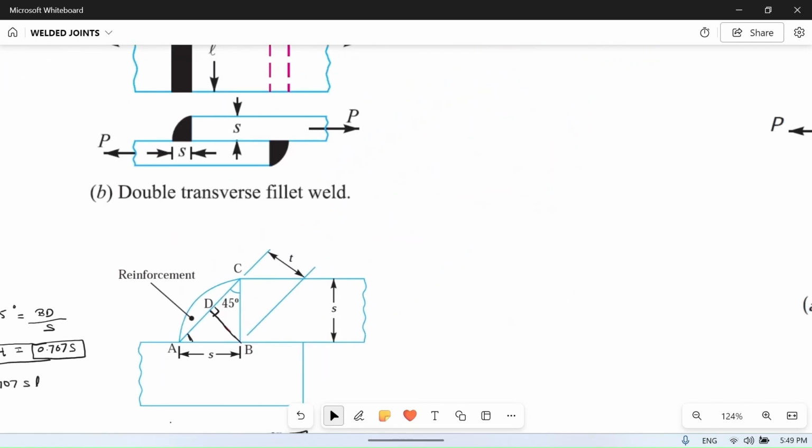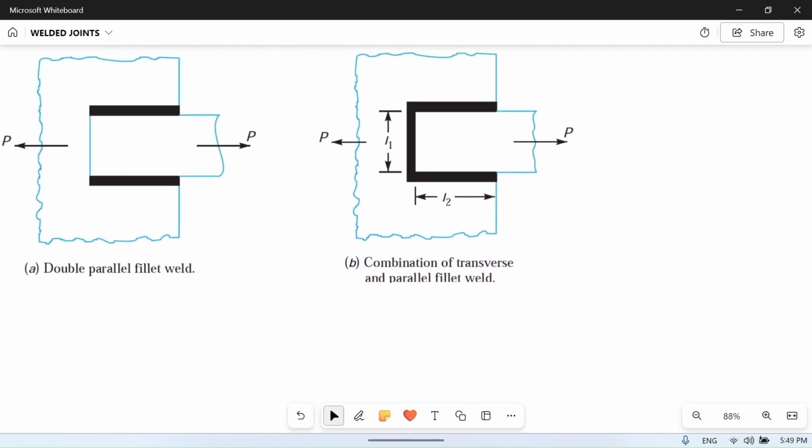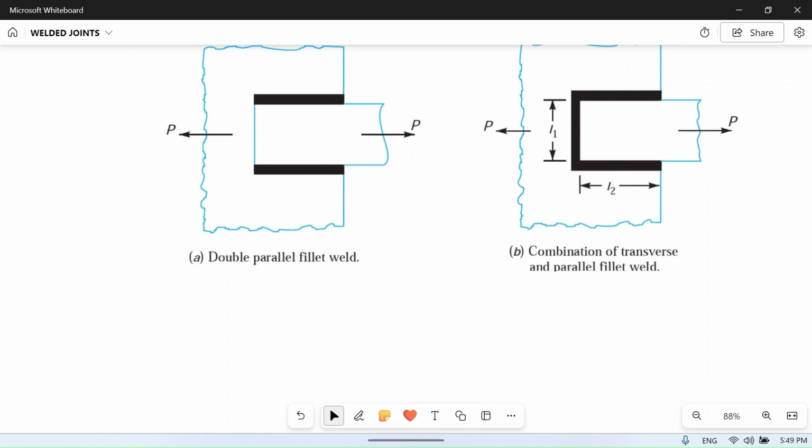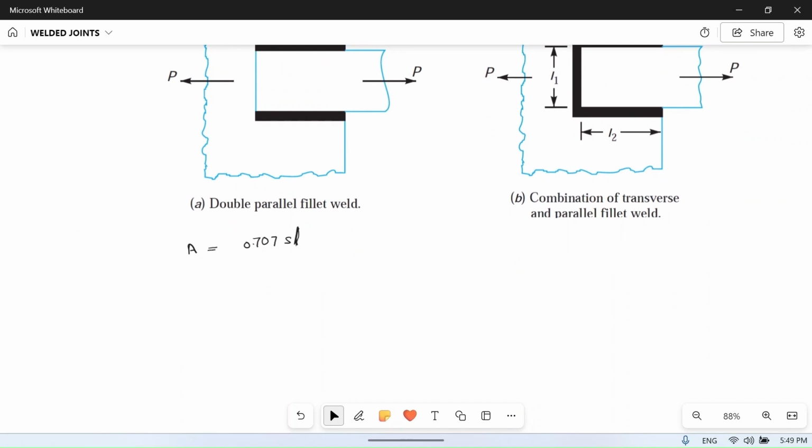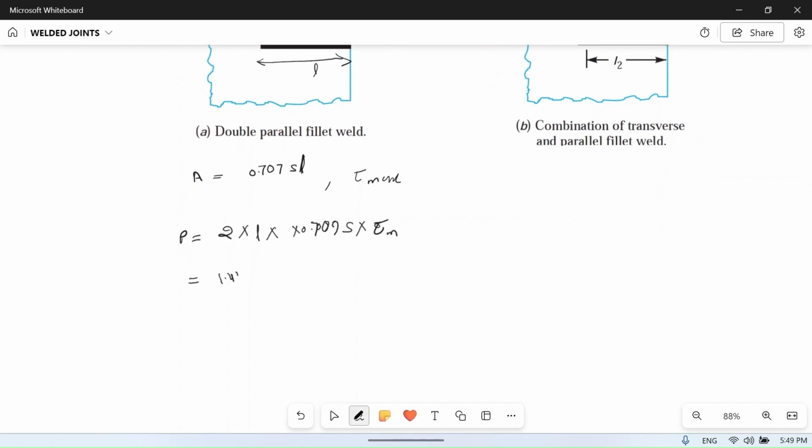Now the next case is the parallel fillet weld. Here also there are two welds. What will be the area? The area will be the same as in the previous case: 0.707 S into L. In this case the weld is under shear, so the maximum allowable shear stress is tau max. Then P will be, there are two weldings, so 2 into L, the length of the weld, into 0.707 S into tau max. If you do this, you will get 1.414 S L tau max.